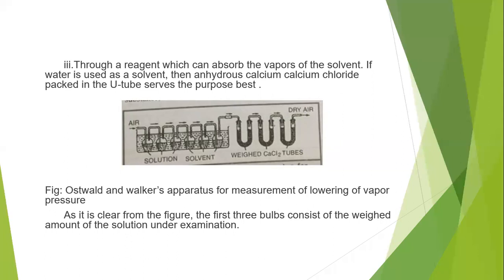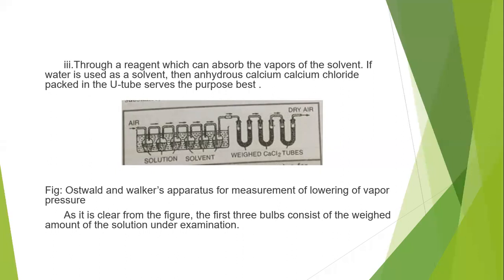anhydrous calcium chloride packed in a U-tube serves the purpose best. So if we use water as a solvent in Ostwald-Walker's method or the gas saturation method, then we have to take calcium chloride in U-shaped tubes, which is ready to absorb the solvent, that is nothing but water, very easily when we pass dry air through that instrument.